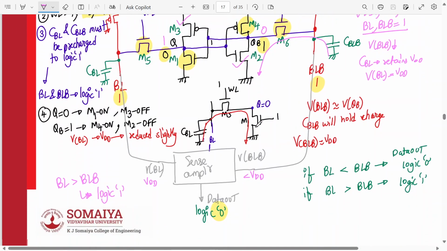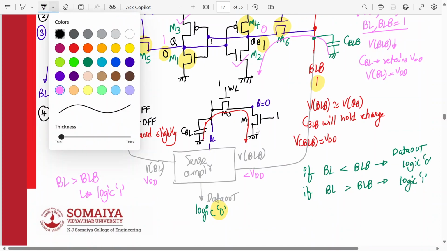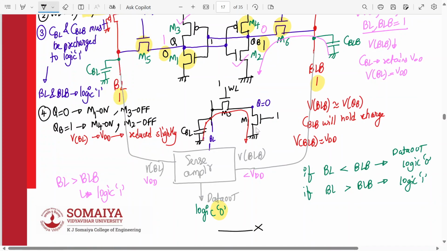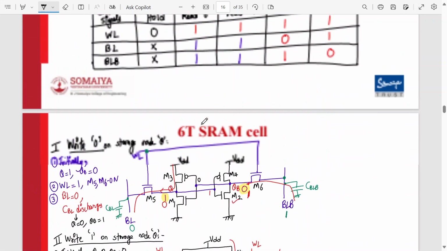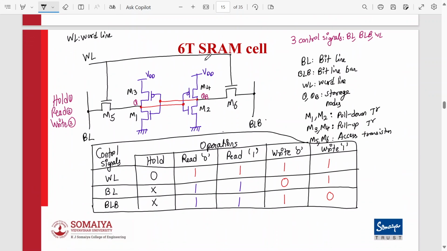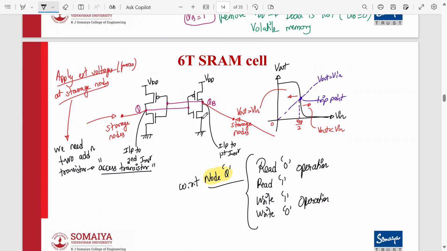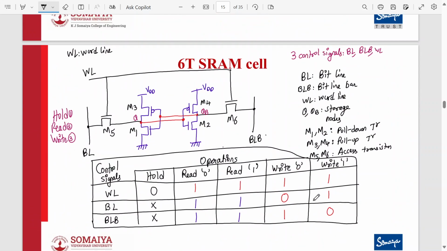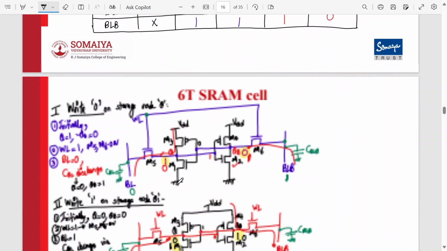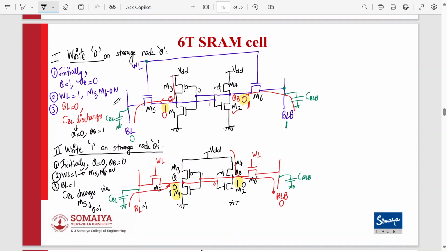So this completes the operation of the 6T SRAM cell. In the exam, if they ask you to explain the operation of the 6T SRAM cell, you have to start your answer from here. Then explain the hold mode. For hold mode, you can go over here and explain how the data gets held. Here I've explained it very clearly. Then draw this table with the control signals and the read 0, read 1, write 0, write 1 operations.